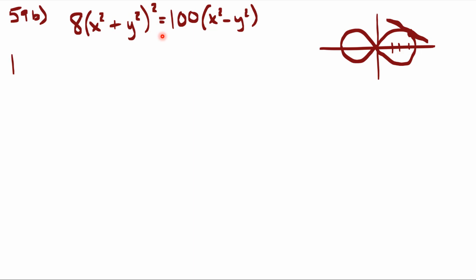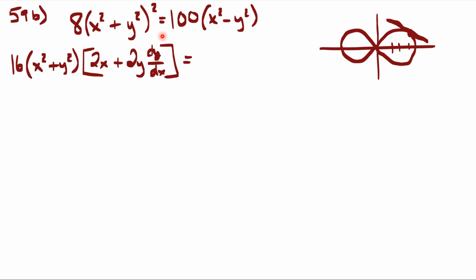So chain rule. 2 times 8 is 16. Then the 2 goes down to a 1. Then we take derivatives of the stuff inside. So the derivative of x squared is 2x. Derivative of y squared is 2y with a dy/dx after it. Other side.